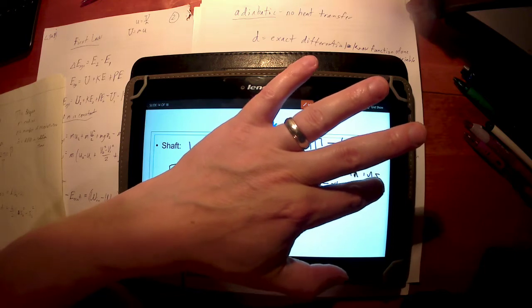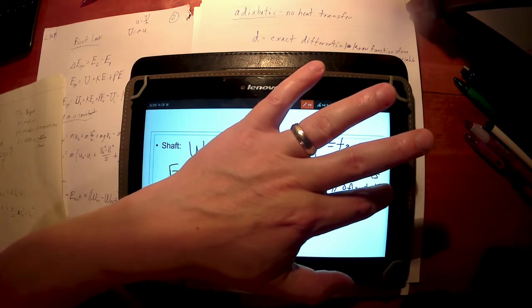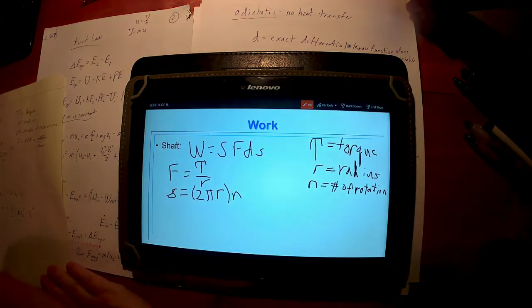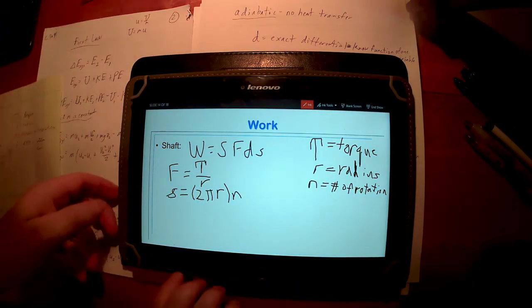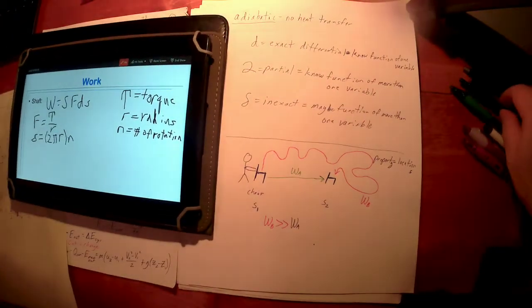rotations. Right? So 2 pi r n. I don't feel like that's.